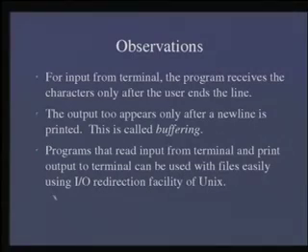And we have seen that programs that read input from the terminal and print output to the terminal can be used with files easily using the IO redirection facility of Unix. In later lectures, we'll discuss in more detail how the program can directly work with files, because in many cases the simple IO redirection is not sufficient. The program may want to open and read several files and write different outputs to different files and so on, in which case the simple IO redirection facility is not sufficient, but we'll come to that in a later lecture.